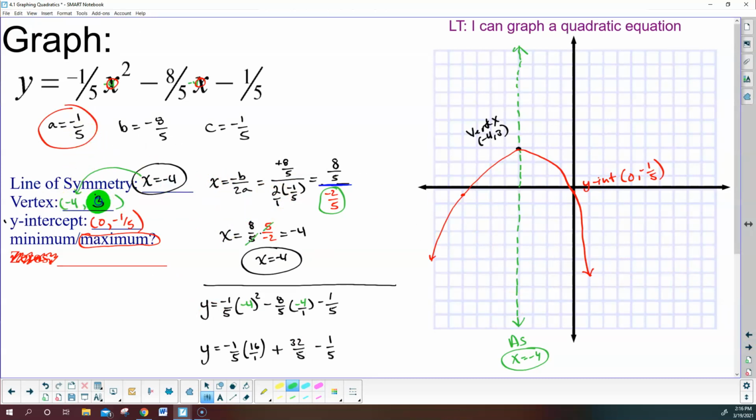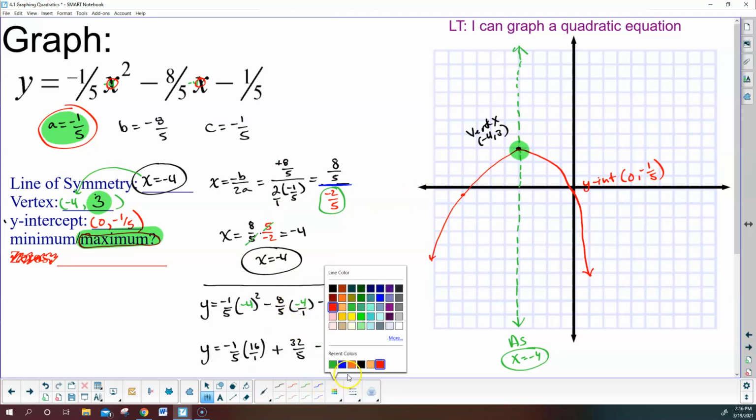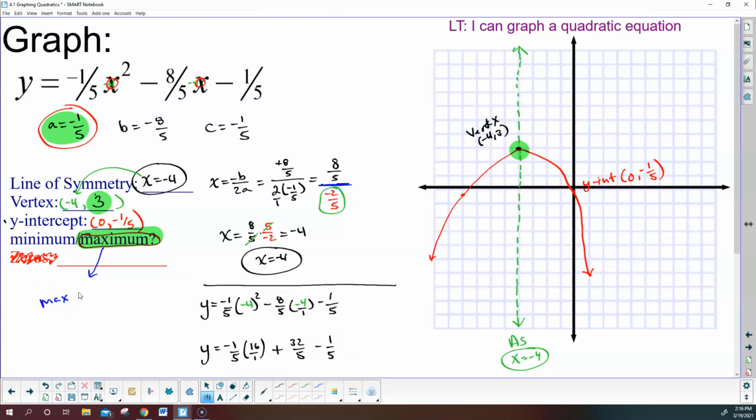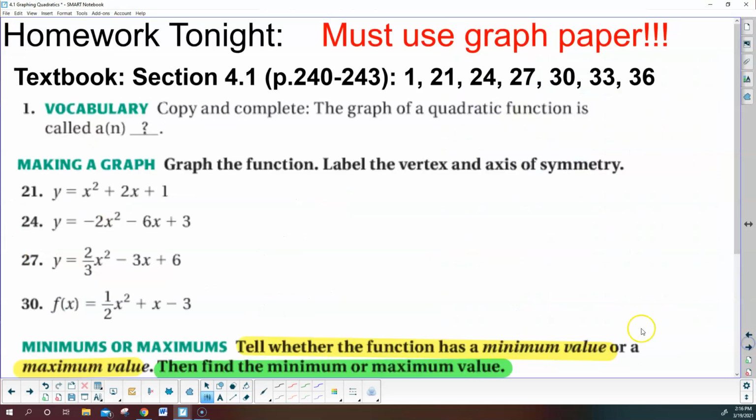I did all my work and I found the vertex. And I know that there was a maximum because the A value is negative, so it's opening downward. And then what is the maximum? Well, the maximum is always the y value. So we could say there's a max of negative 1/5, because whatever the y value is, that's the, I'm sorry, I went to the wrong one, 3. Right? So if I look up here, what's the highest value that this graph reaches? The maximum value is y equals 3. Okay? So you don't really have to do much work for the last two problems.